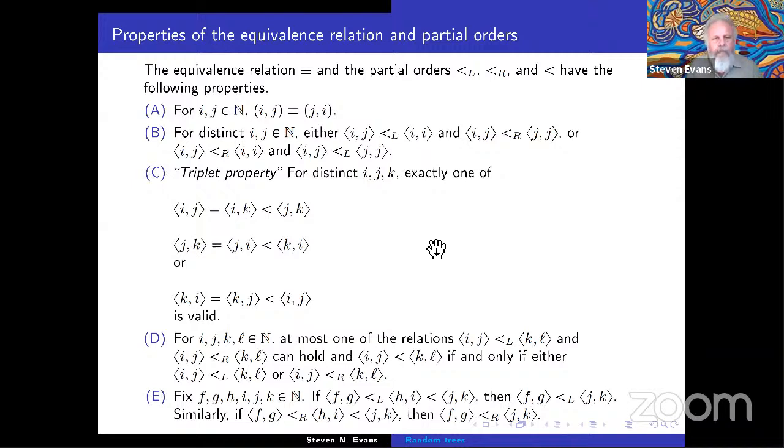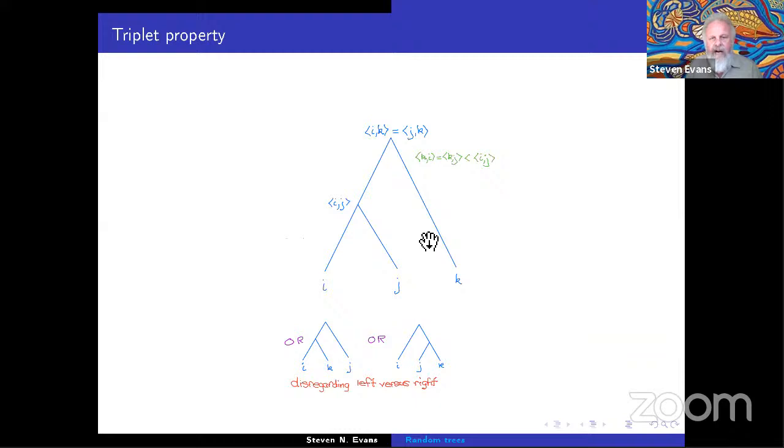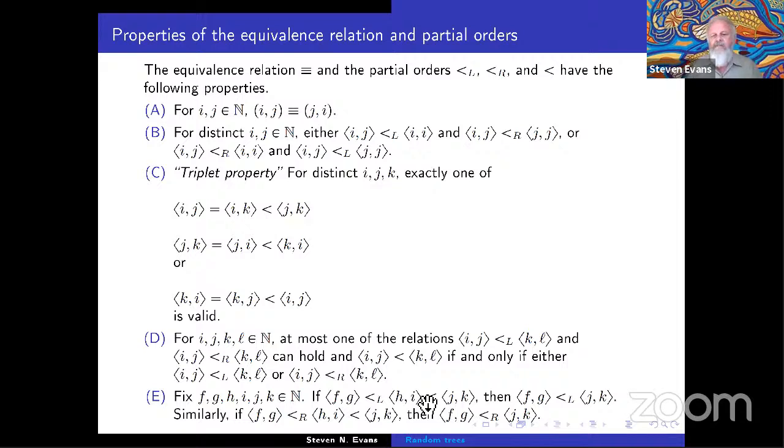And then we have this triplet property, which is on the next slide here, which says that if you have any three vertices, then two of them have a most recent common ancestor which is below the most recent common ancestor of the other two pairs. And so either this happens or this happens or this happens, where we're disregarding the left and right distinction. All of these things are things that you'd expect in a tree.